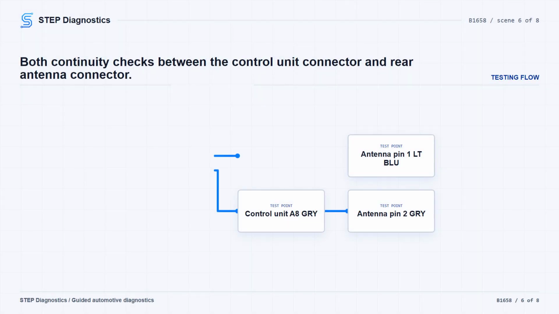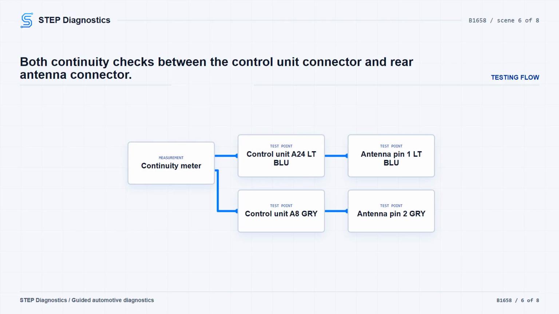For the open wire check, put the vehicle back in OFF mode. Leave the rear bumper LF antenna 2P connector disconnected, and disconnect keyless access control unit connector A32P. Now check continuity on both circuits.